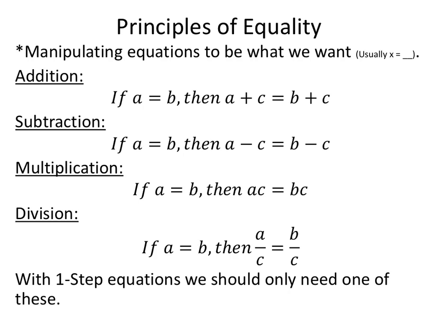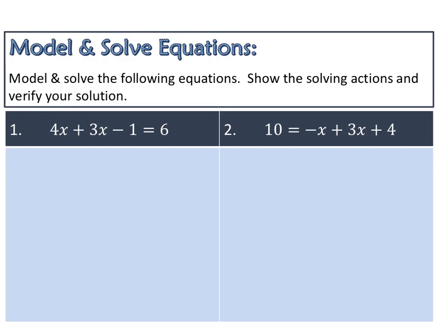So there's our principles of equality. But again, that's just all four basic operations of math. It's just saying whatever you do to one side, you got to do to the other side, whether it's addition, subtraction, multiplication, or division. And yeah, we do show this a little differently. We usually show it like this. Remember that? So you'd say, well, add c to both sides, something like this. So we're going to be solving all of these, and we'll show the solving action, just the principles of equality, and then we will also verify our solution, which we should always do.